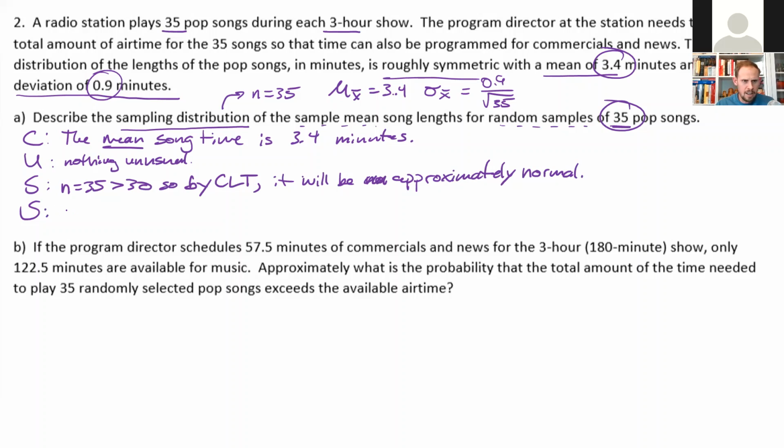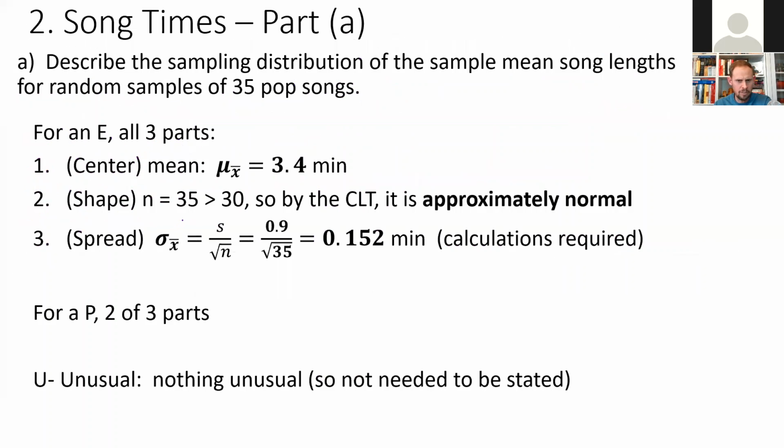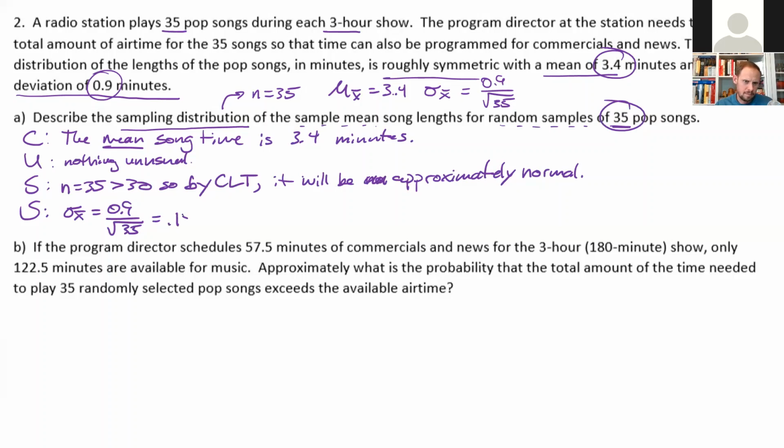And then spread, our standard deviation for the sampling distribution here is 0.9 over the square root of 35, which is 0.1 something, I think. 0.152, there we go. And that is also in minutes. All right, so that's part A.